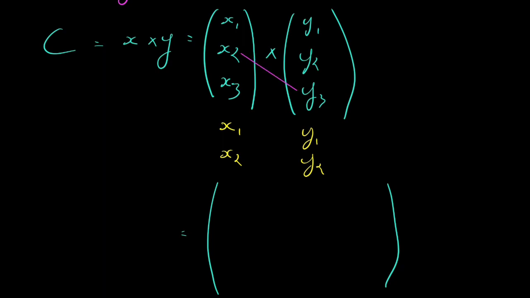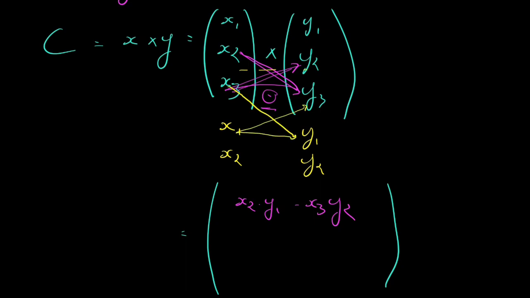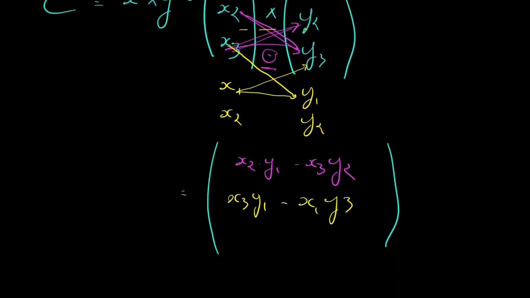x2 times y1 minus x3 times y2. And you see that doing that, I do a little bit of a cross. And I don't forget that this is a minus. Now, for the second one, I will just do the same operation, but one coordinate below. x3 times y1 minus x1 times y3. And last but not least, for the third coordinate, I will do x1 times y2 minus x2 times y1.